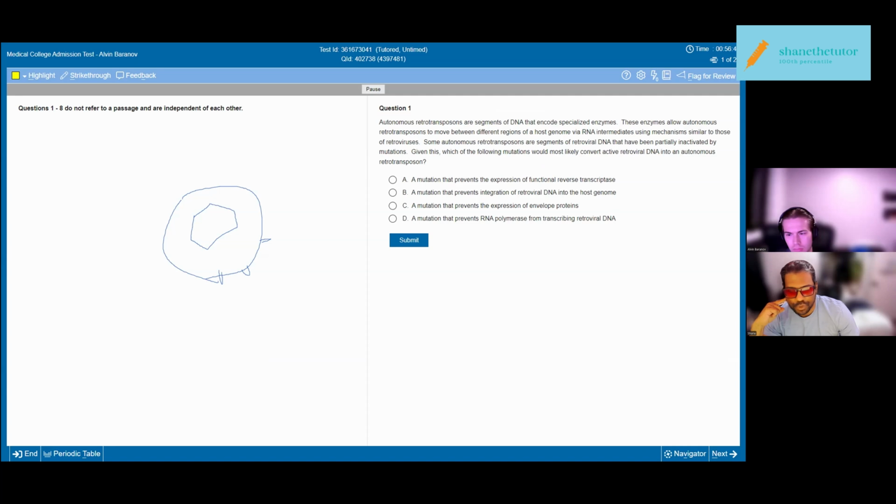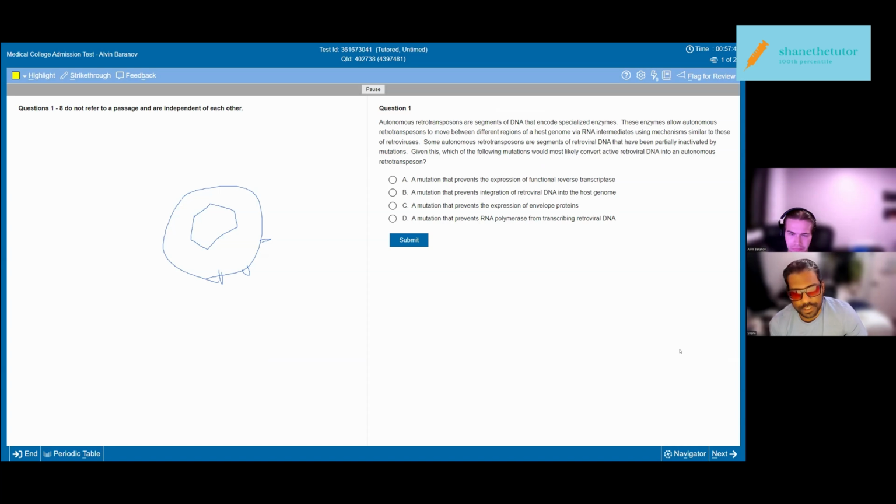Mutation that prevents the RNA polymerase from transcribing the retroviral DNA. And that's just regular transcription, nothing special with reverse transcriptase. So if you mess that up, it'll mess up both the retroviral DNA and the retrotransposon. So I'm maybe leaning on C, but I don't like this.